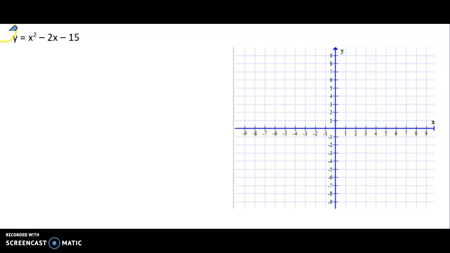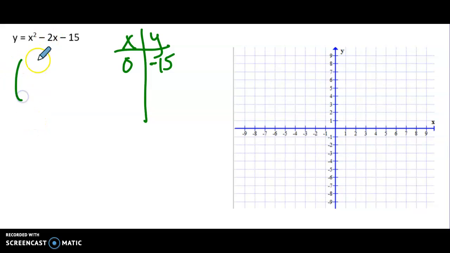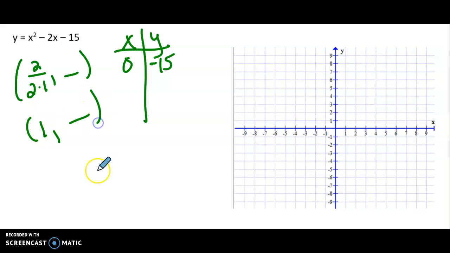Okay? How about this one? Not as hard to tell, is it? Sometimes when I see one in standard form, I right away just stick 0 in. I can see (0, -15) is going to be a point on my graph. I know it opens up. The vertex is the opposite of b over twice a, something. So the opposite of b is 2 divided by 2 times 1. So I have 1 something for my vertex.